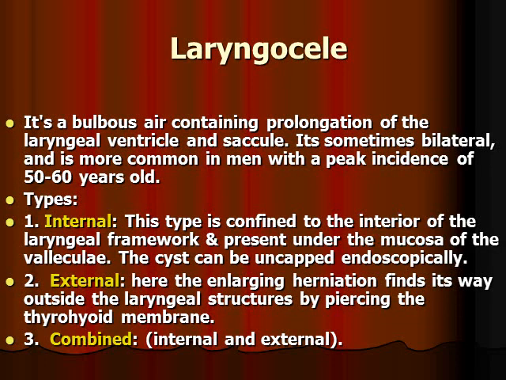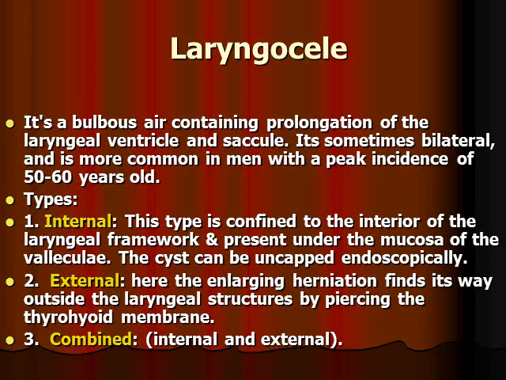Now, another disease is the laryngocele. It is a bulbous air-containing prolongation of the laryngeal ventricle and saccule. This slit-like space, which is filled with mucous glands, as we said, is now filled with air, which comes from respiration or due to the Valsalva maneuver and gets stuck in this space.